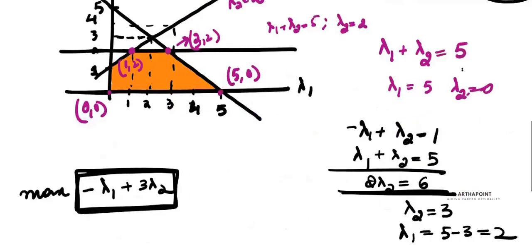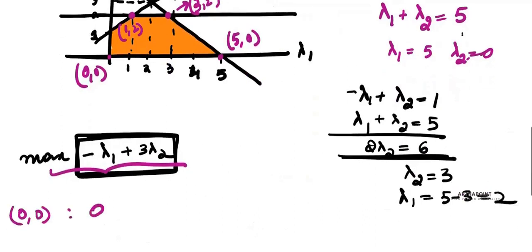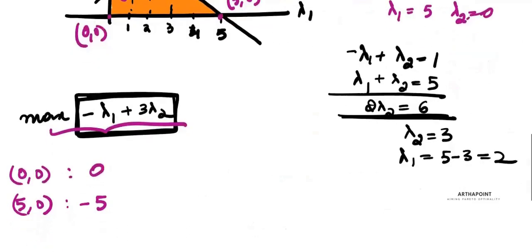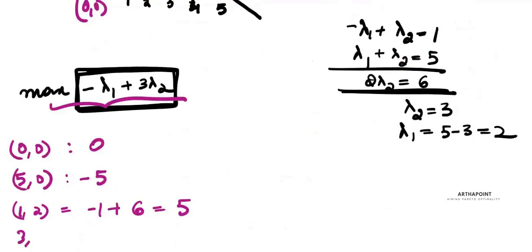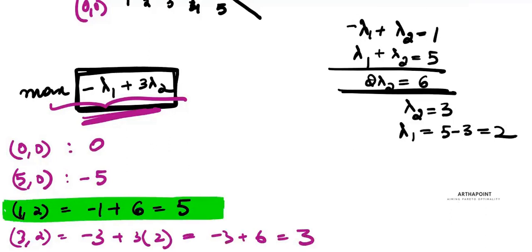For each of these points, I just have to evaluate this function. If I evaluate this function at 0, 0, I will get 0. If I evaluate it at 5, 0, I will get minus 5. If I evaluate it at 1, 2, I will get minus 1 plus 3 into 2, 6, which is 5. And if I evaluate it at 3, 2, I will get minus 3 plus 3 into 2, so minus 3 plus 6, I will get 3. Which means my function is getting maximized at this point, which is 1, 2.